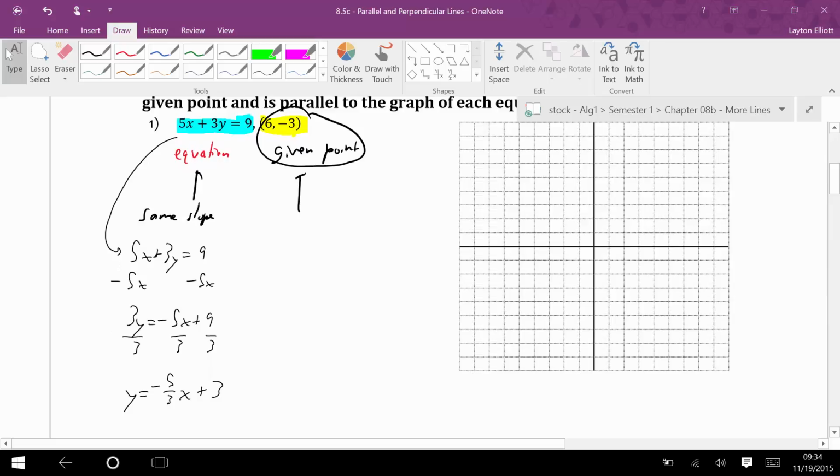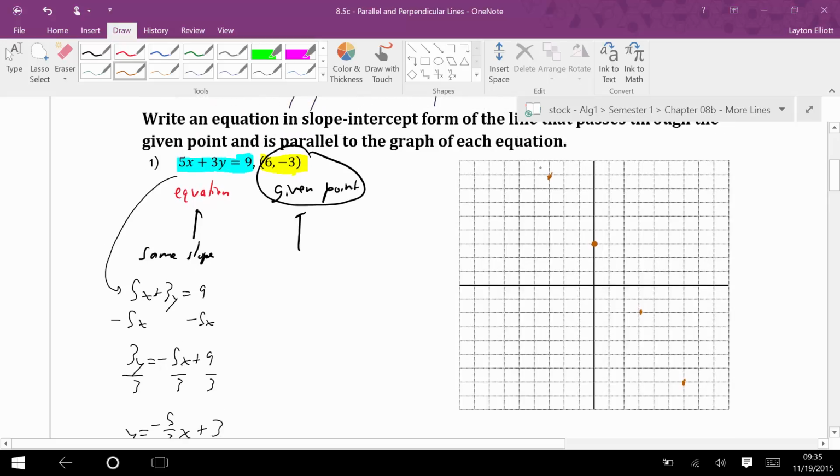Graphing this one, just to see what it looks like. I don't really care about this line, but I want just to graph it. I've got plus 3, and then down 5, right 3. And that's down 5, right 3 again. And that would be up 5 and left 3. Now, I'm going to keep this very faint because this is not the line that I'm looking at. I want this new line. I want to generate a new line.